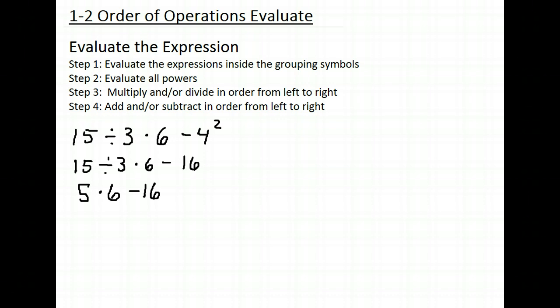Okay, so now we have 5 times 6 minus 16. Next operation we have here is multiplication. So we do that. 5 times 6 is 30. So now we have 30 minus 16. And last but not least, we have our addition and subtraction, which is our step 4. 30 minus 16 is 14. So we evaluated this expression, 15 divided by 3 times 6 minus 4 squared, and we were able to determine that the answer is 14.